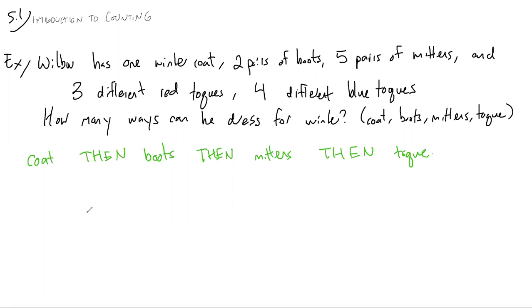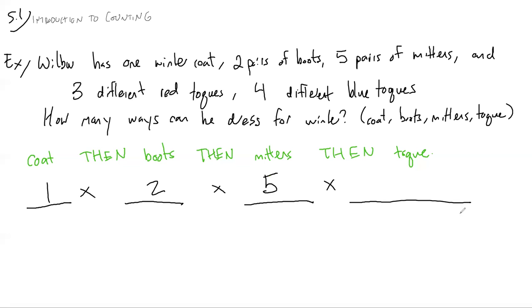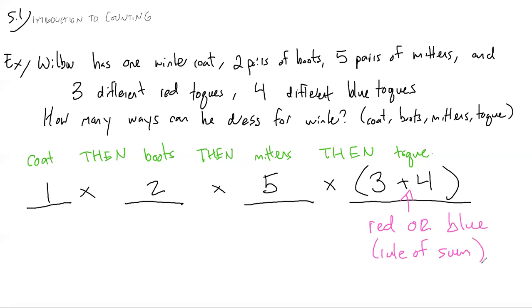So what we're going to have here, because of this action of then between everything, there's no word or here to describe this. It's going to be the number of options for the coat, which is 1. And then the number of pairs of boots, which would be 2. We're assuming he's not going to wear mismatches. The number of mittens is 5. Now for the toque, though, he actually has 7 different toques. So it's actually going to be 3 plus 4 here. And that's our rule of sum, because it's red or blue. So yeah, that's our rule of sum.